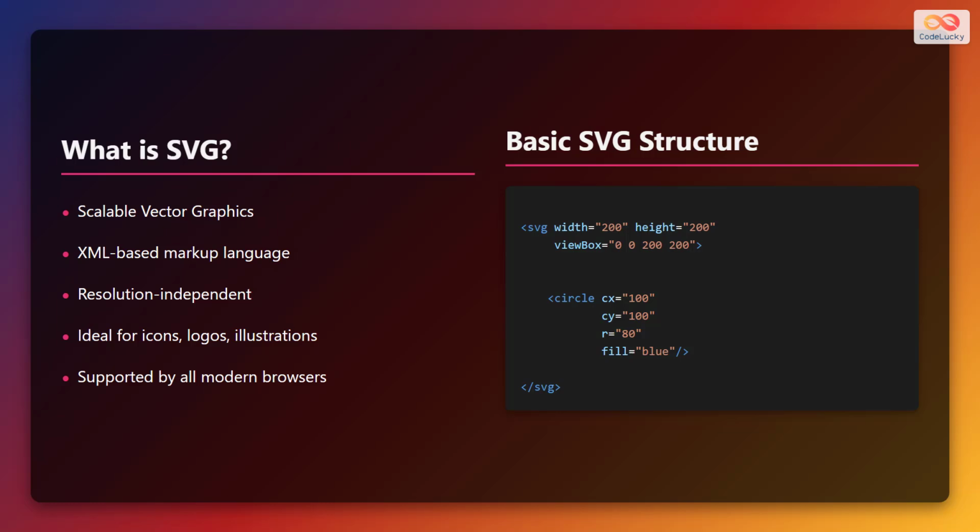Now let's look at the basic SVG structure. In HTML, the basic SVG element includes a width and height, and a viewbox attribute. The viewbox defines the coordinate system for the SVG content. Inside the SVG element, you can place various SVG shapes such as a circle with attributes like cx, cy, r, and fill.